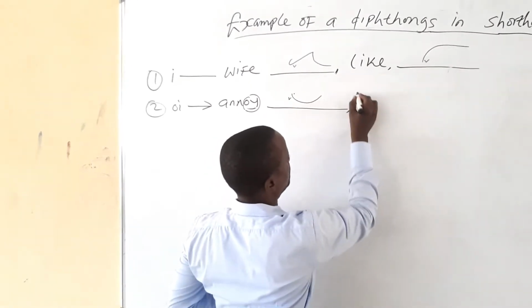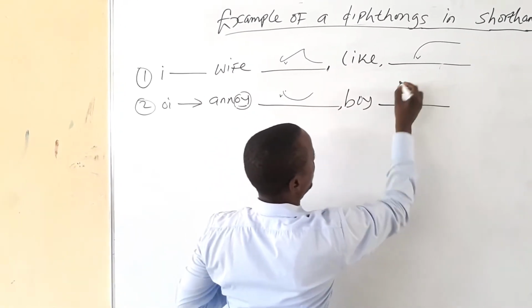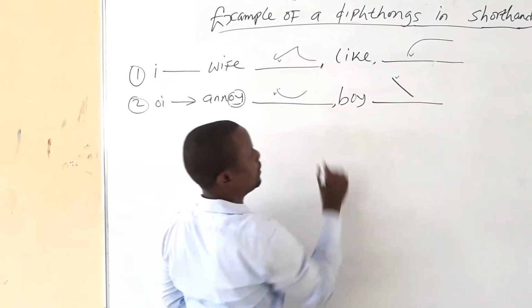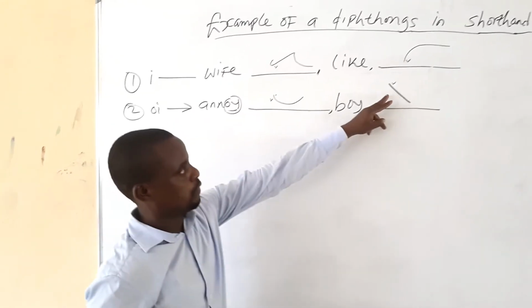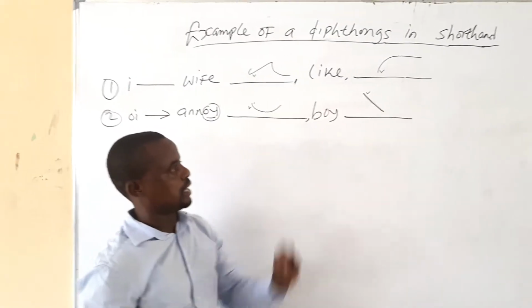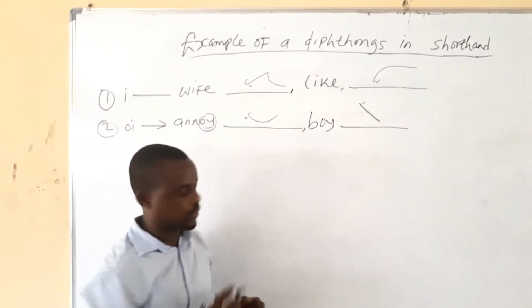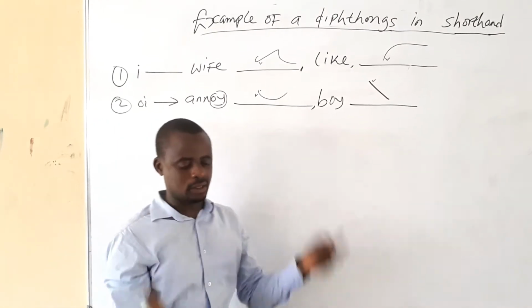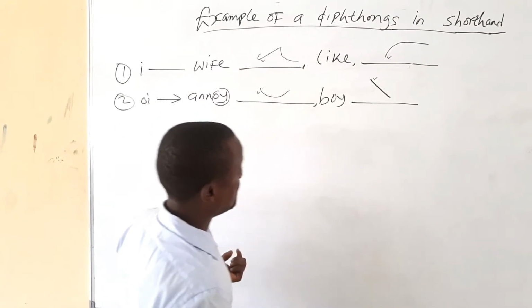Then we say boy. Boy is only your B above the line. Then your vowel sign, which is oi, is in first position. The oi comes after B now. So okay, now these are the examples. These are two examples. Now we have so many examples about diphthong oi.